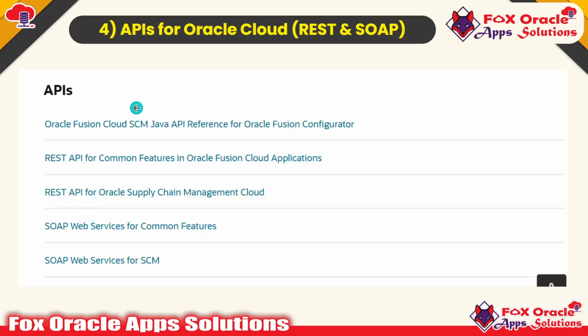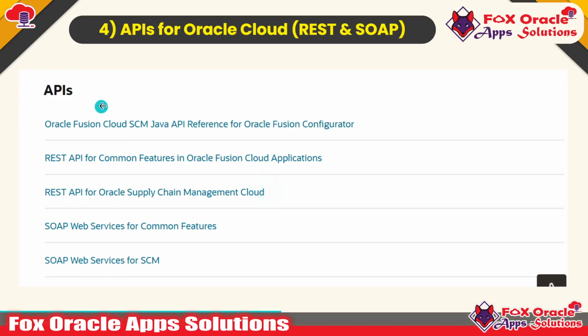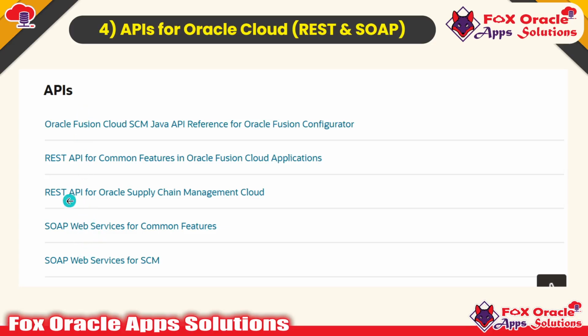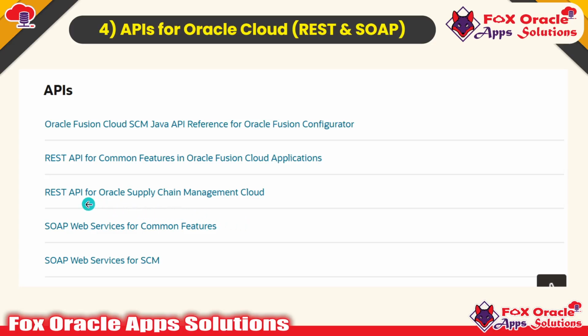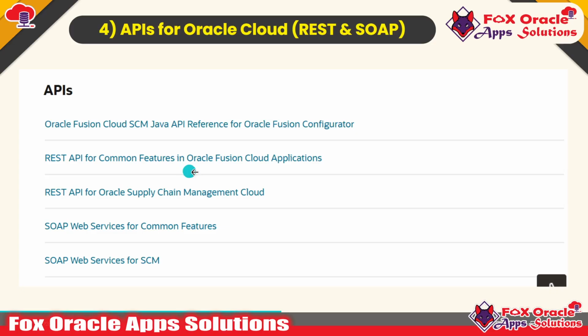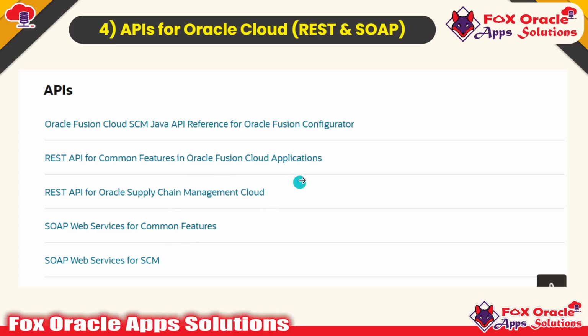When you navigate to any documentation page, you will find a few options for APIs. If you search for APIs, you will find the SOAP web services and the REST APIs. We have SOAP web services for SCM, SOAP web services for common features, and in the same way REST APIs for Oracle Supply Chain Management Cloud, that is SCM only, and the SOAP API for common features in Oracle Fusion applications. Common features include invoking an ESS job, calling a BIP report, getting lookup values from Fusion, and assigning data access to a user. Obviously, all the transaction-related APIs are available under the specific modules, such as supply chain, finance, or procurement modules.